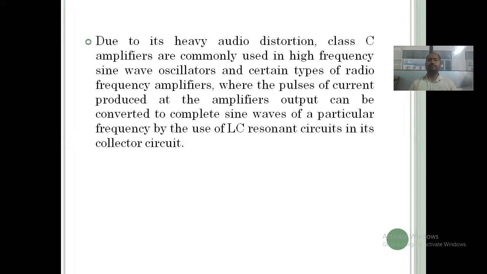So for a particular radio frequency amplifier application, we have to use this type of amplifier, the class C type of amplifier, where the pulses of the current produced at the amplifier output can be converted to complete signals of the particular frequency by the use of an LC resonance circuit in its collector circuit.